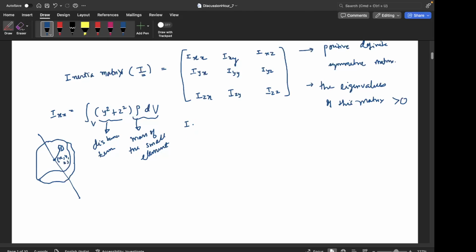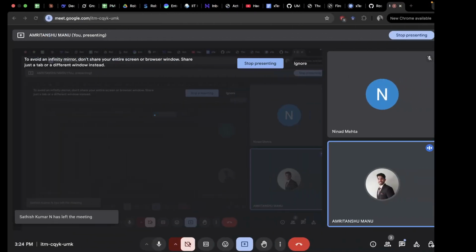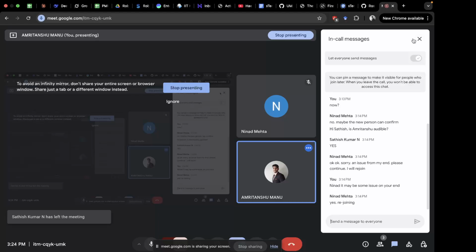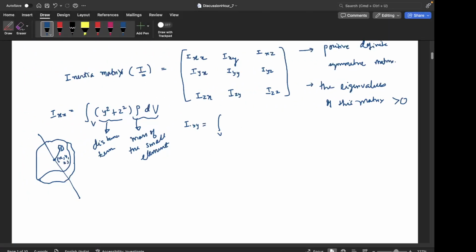So similarly Iyy is written like this, and this integration is over the entire volume of the object. Similarly, the other components are calculated. This is Iyy and this is Izz. Izz is something which will be commonly used in planar cases, and these are the three diagonal terms. The off diagonal terms are calculated like this, and like Iyz will be calculated like this.